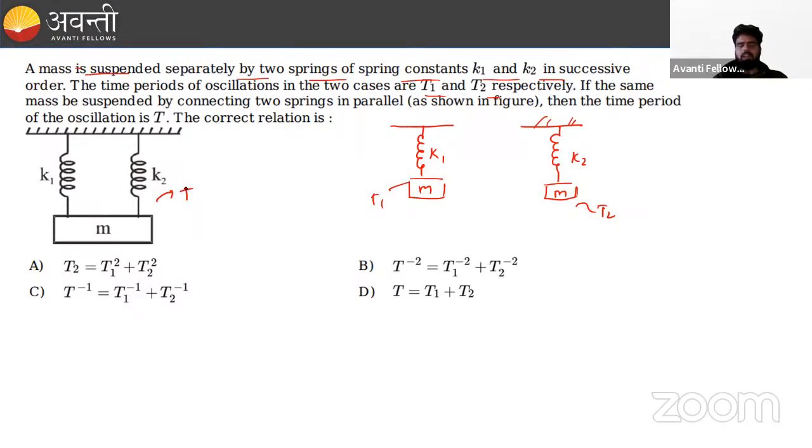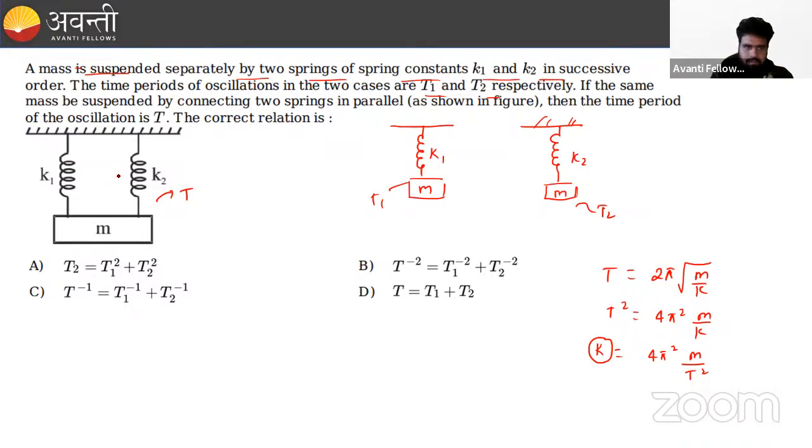So what is the time period? What is the relation here? If you want to write down the time period, we know that the time period is written as 2 pi root over m upon k. I hope this is clear. If we square both sides, we get T square, which can be written as 4 pi square m upon k. So what is the value of k here? The value of k can be written as 4 pi square m upon T square.